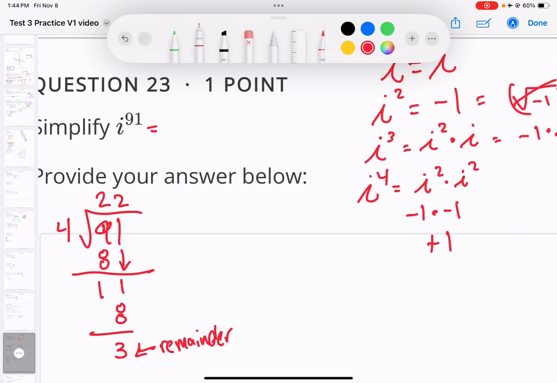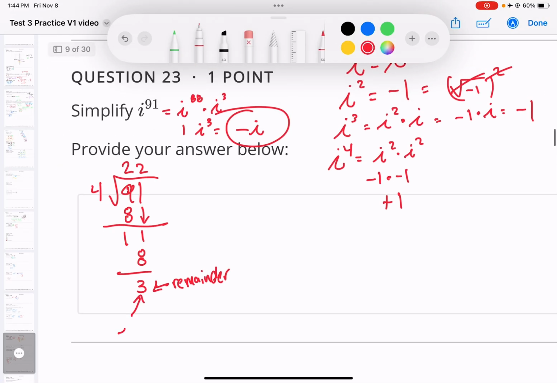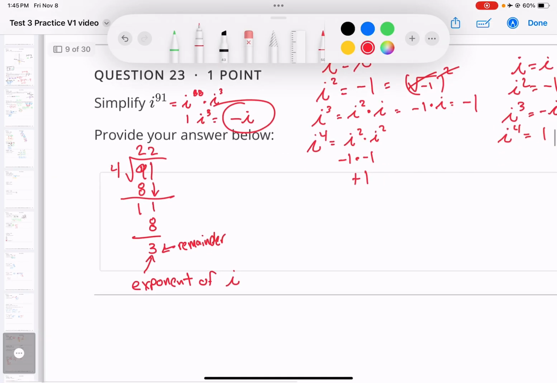So i to the 91st is equal to i to the 22nd times 4, then times i to the 3rd. Well, 22 times 4 is going to give me 88, because it goes in that many times. Because 88 is divisible by 4, it's a repeat on i to the 4th, which is just 1. And then I have i to the 3rd, which is equal to negative i. So this is my exponent, the remainder. I like to do it that way, but there's lots of ways to do things. So once again, the answer is negative i.